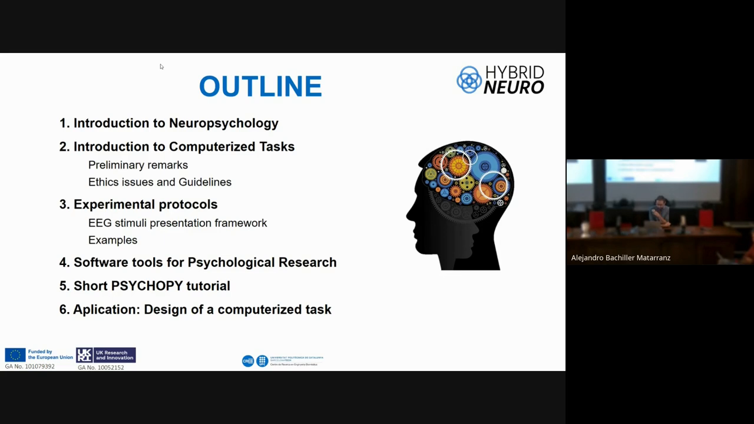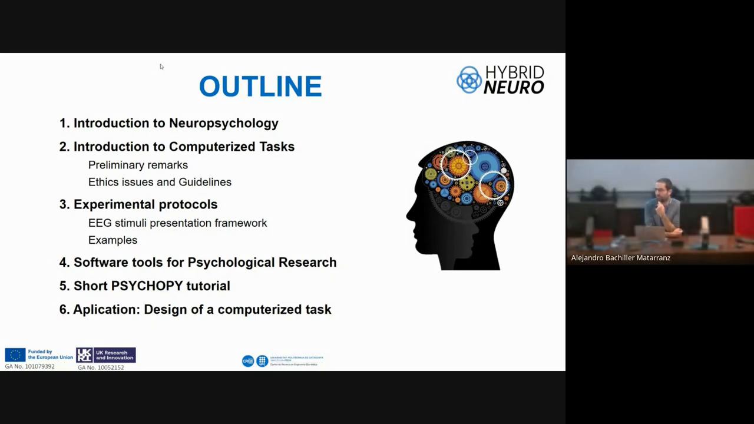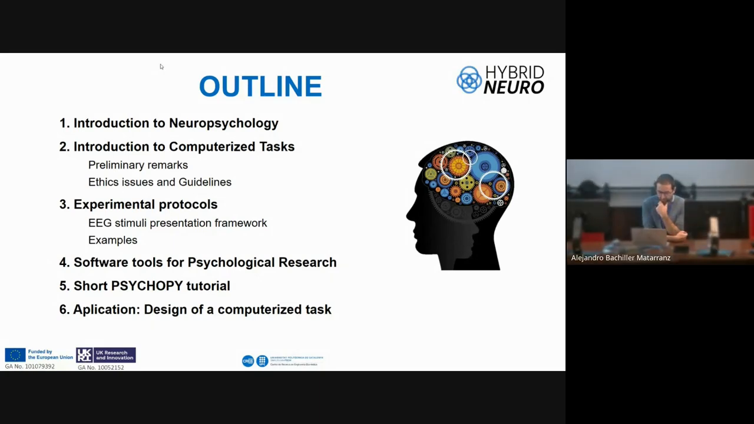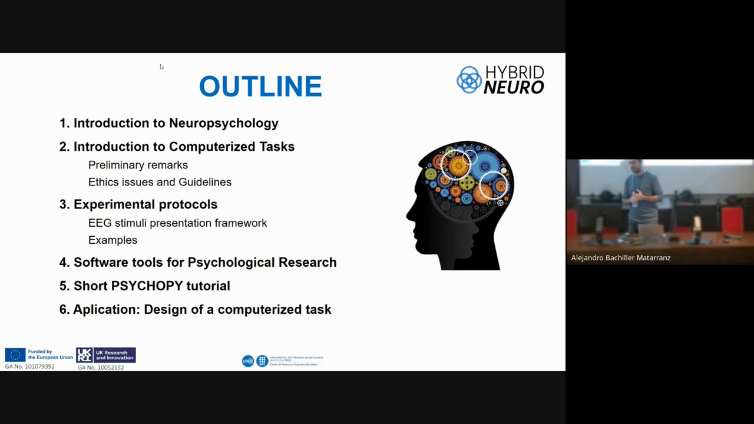Then I will do a short tutorial on PsychoPy, and we will design a computerized task. It is the same task that, in the afternoon in the hands-on training, Marta will analyze, and we will perform a short demonstration. So this afternoon we will use the Unicore CAP, an EEG amplifier oriented to scholarship.